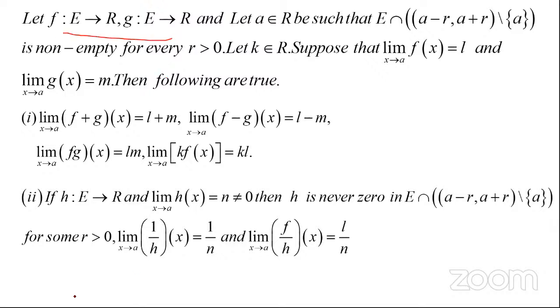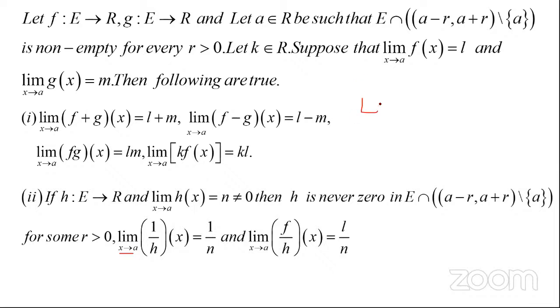So next, another function is also defined in addition to the previous ones. We defined two functions, now another function here. Let h map E to R, and let the limit as x tends to a of h of x equal N, which is not equal to 0. Then h is never 0 in E intersection (a minus r, a plus r) for some r greater than 0. So the limit as x tends to a of 1 by h of x is nothing but 1 by N.